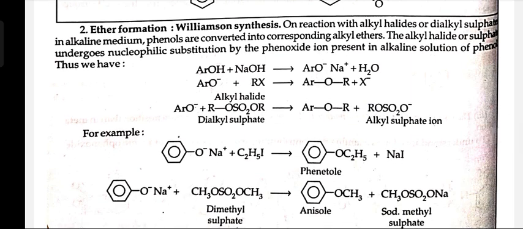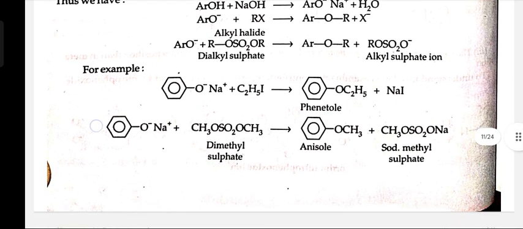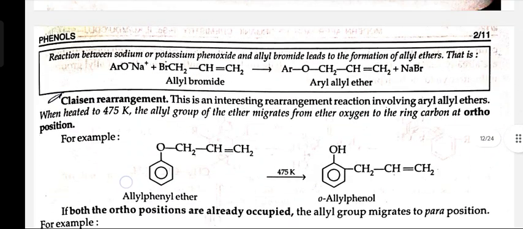Second factor is ether formation, that is the Williamson synthesis. On reaction with alkyl halides or dialkyl sulfates in alkaline medium, phenols are converted into the corresponding alkyl ethers. The alkyl halide or the sulfate undergoes nucleophilic substitution by the phenoxide ion present in the alkaline solution of phenol. Thus the dialkyl sulfate is converted into ether and alkyl sulfate ion.